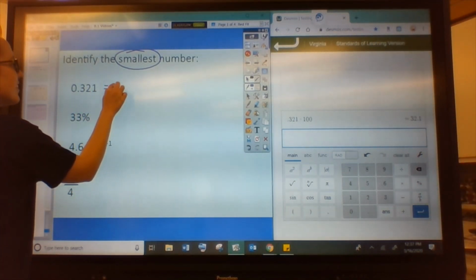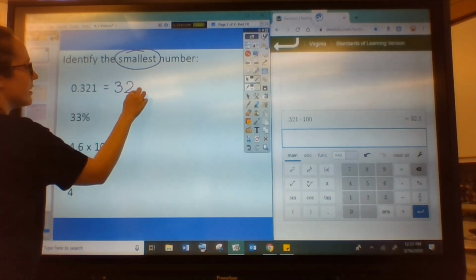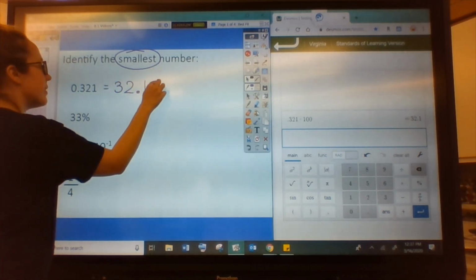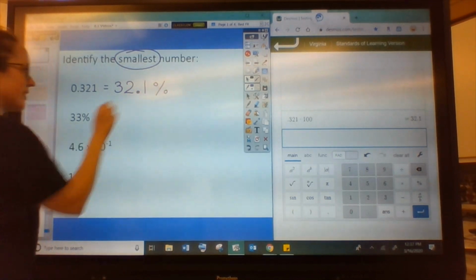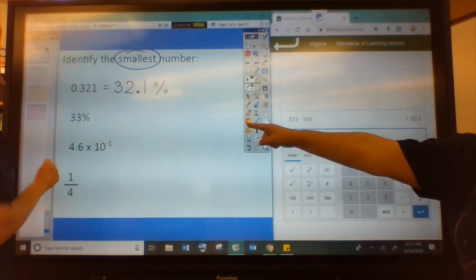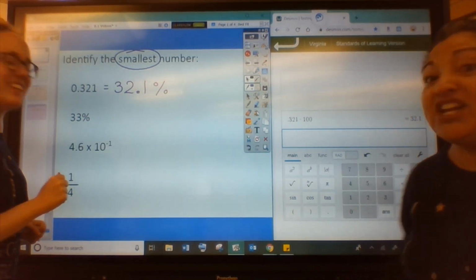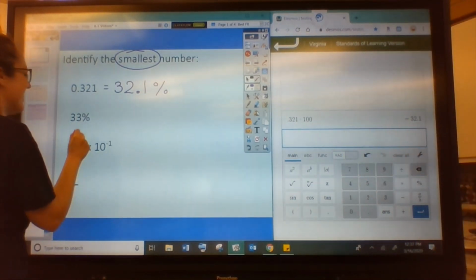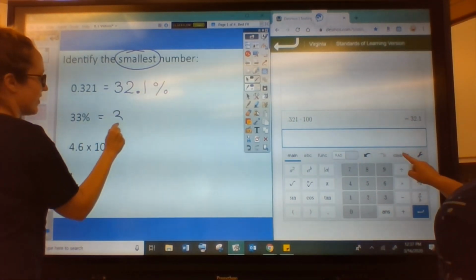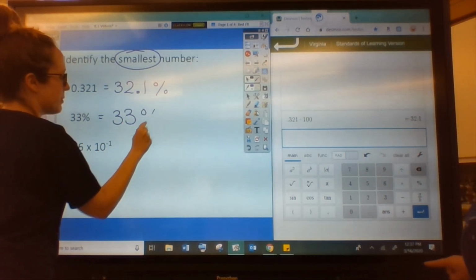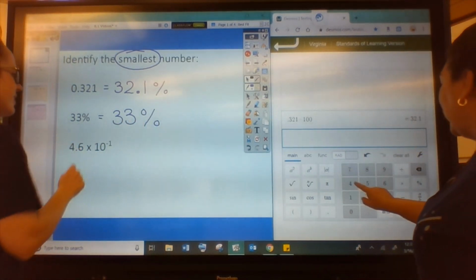So we're going to write it down. 32 point 1%. Very good. And the next one, is it a percent? Yes. Do we multiply it by 100? No. So we just write it down. 33%.